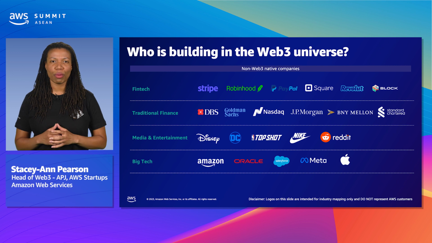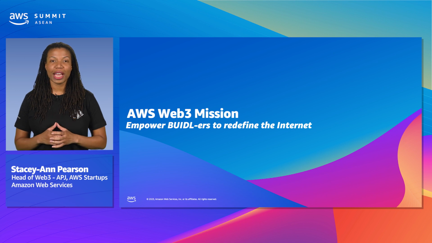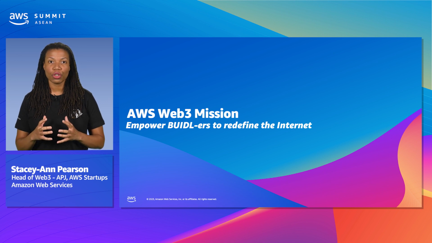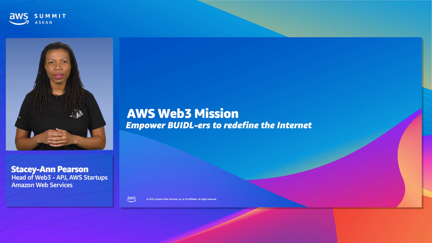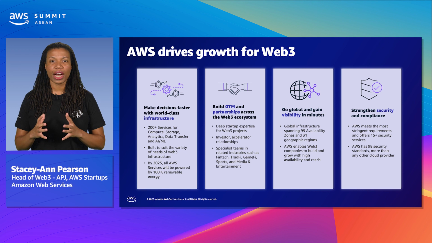Now, a natural follow-up question after seeing these logos is, so what is AWS doing in Web3? At AWS, our mission for Web3 and blockchain is to empower the builders, founders, and enterprises in this space to redefine the internet by helping them build their solutions with more effective tools and world-class security. AWS provides a wide variety of value to help drive growth for Web3 companies: infrastructure, go-to-market, visibility, and security.